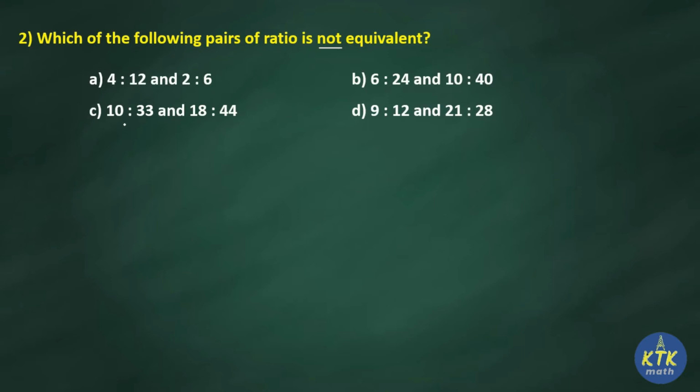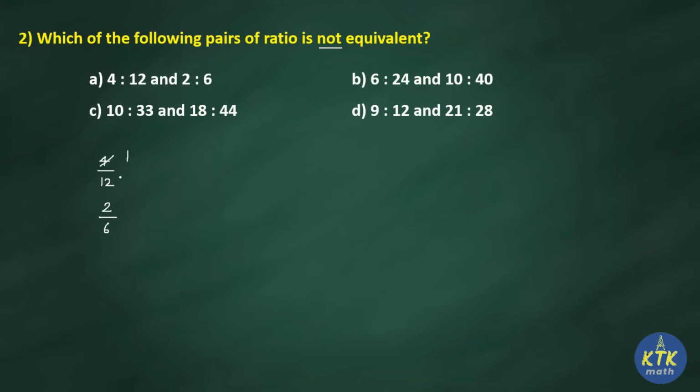So here we have 2 methods. One is representing these ratios in terms of fraction and then reducing it. For example, if 4:12 is given, I can write this as 4/12. 2:6 I can write it as 2/6. So I am rewriting the ratio in terms of fraction. Now just reduce these fractions.